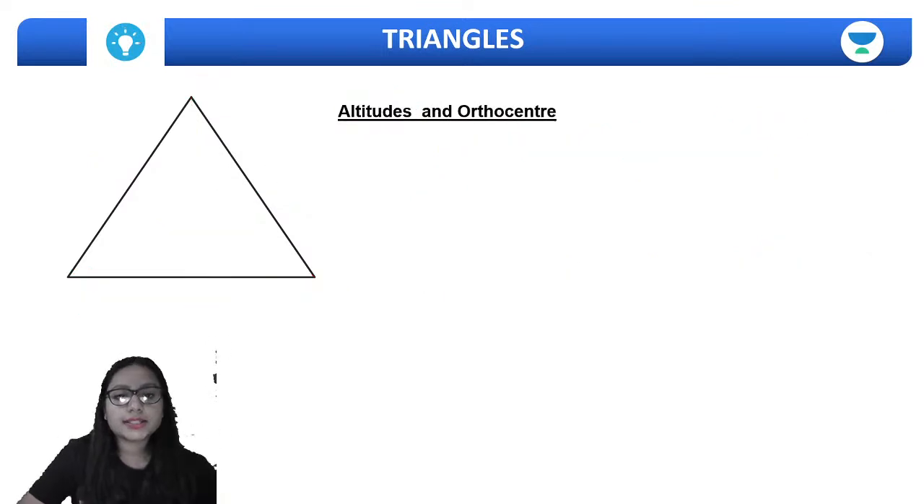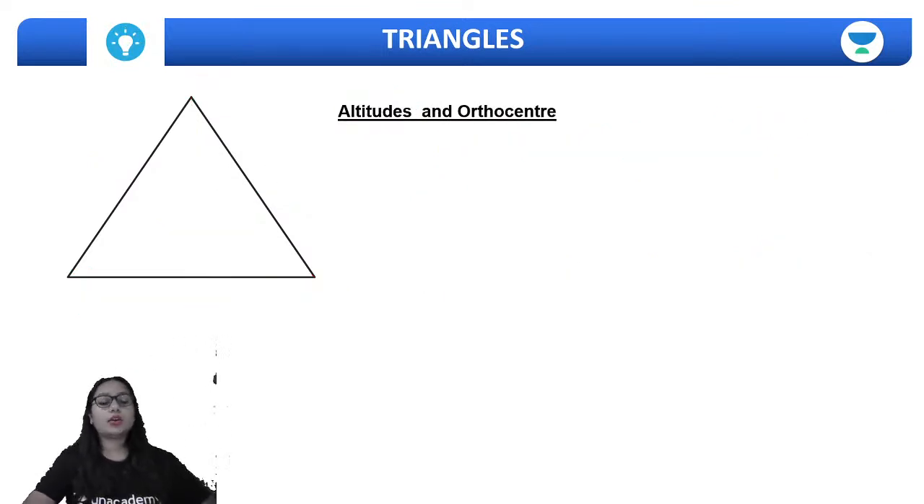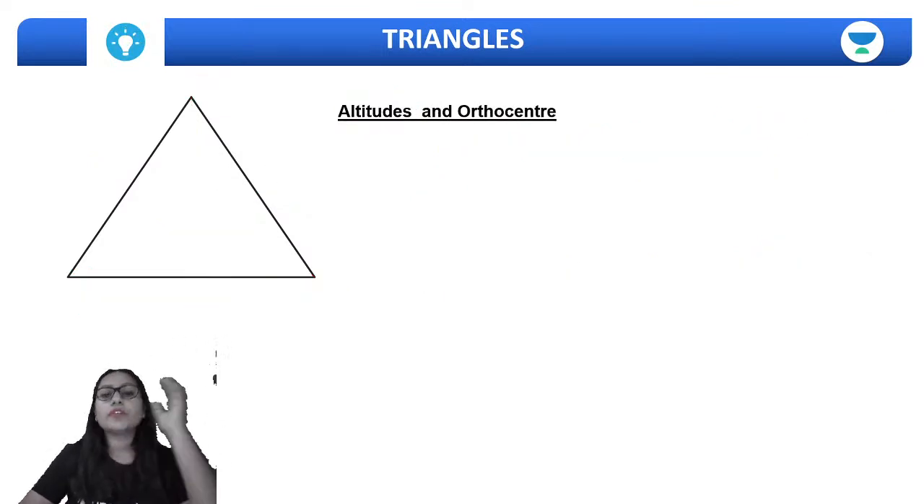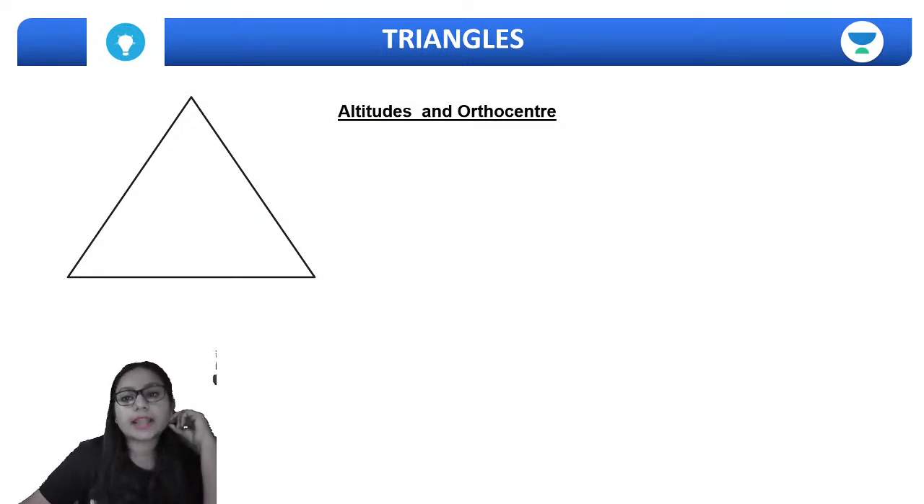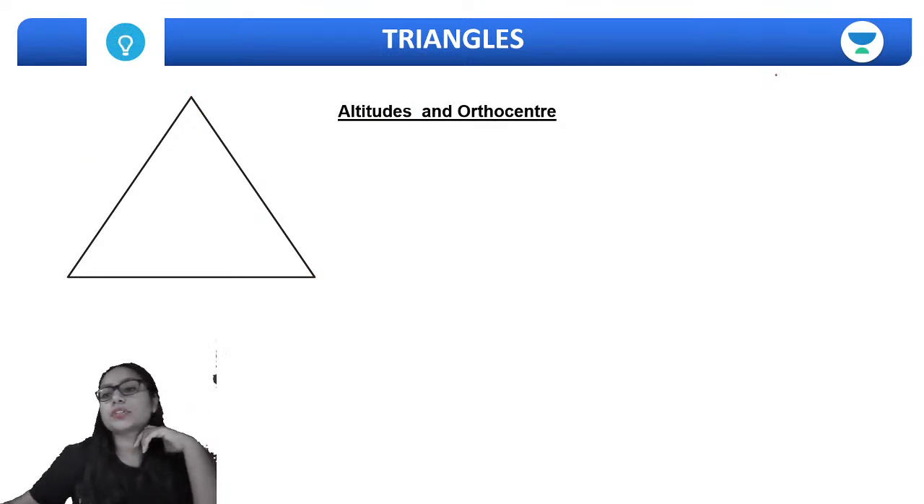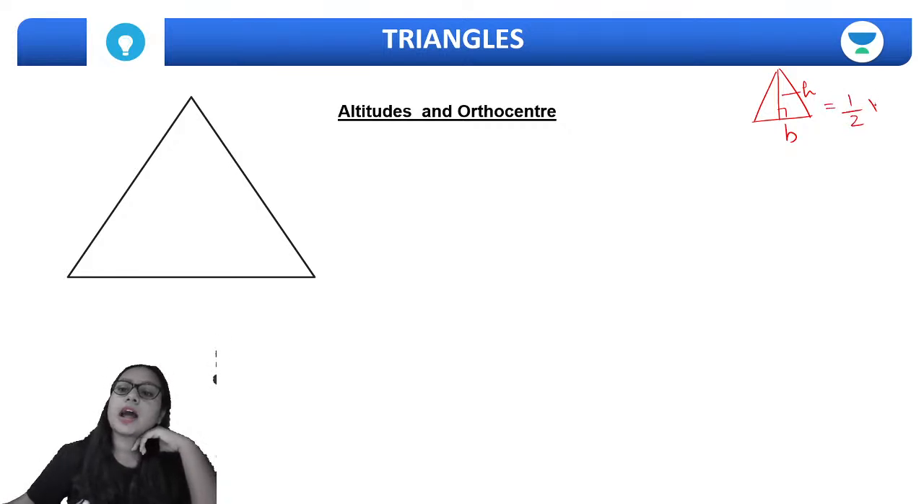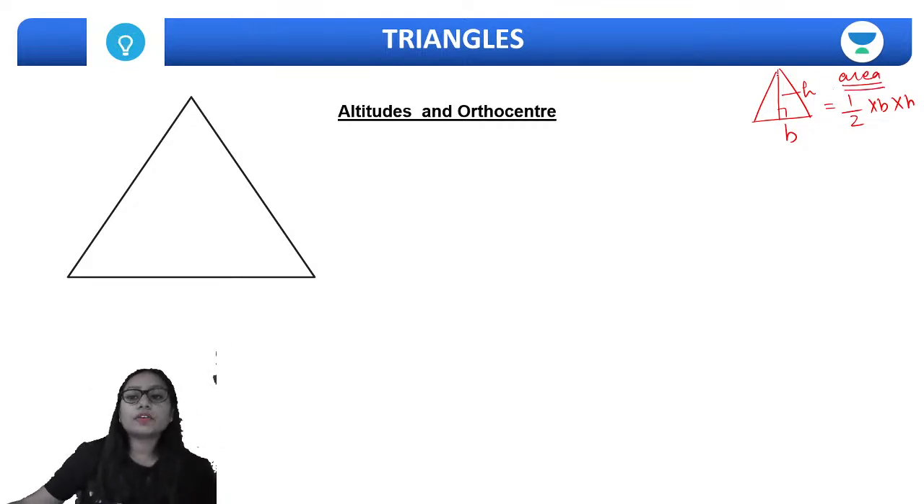Let's move on to the next set, which is altitudes and orthocenter. So we all know how the area of a triangle is calculated. Suppose this is a triangle, this is the base and this is the height of the triangle. The area of a triangle is given by half base into height. This is the formula to calculate the area of a triangle. Now the height of a triangle is also known as the altitude.